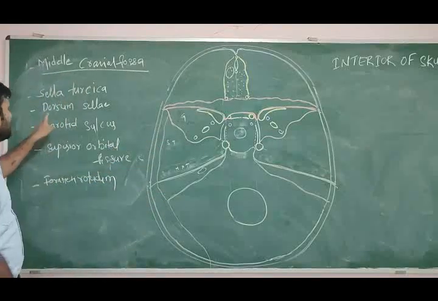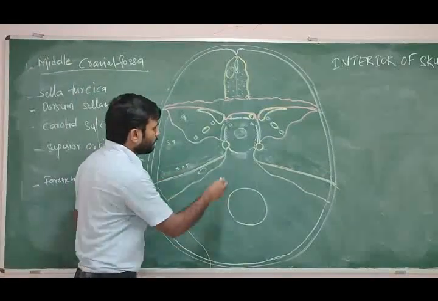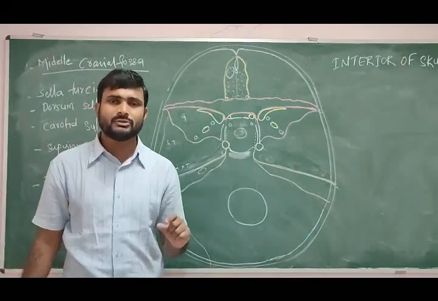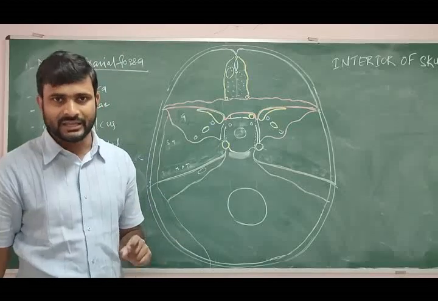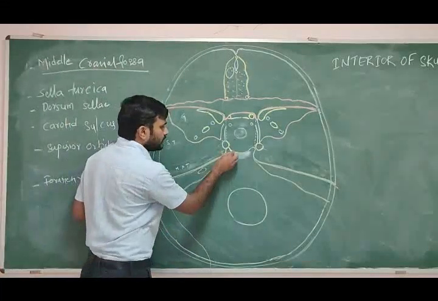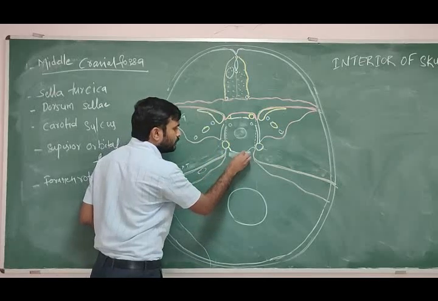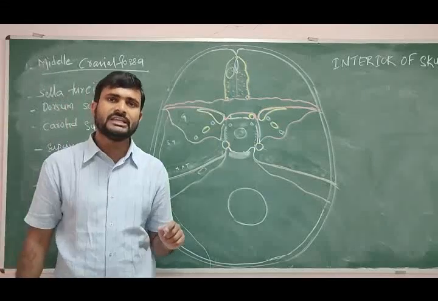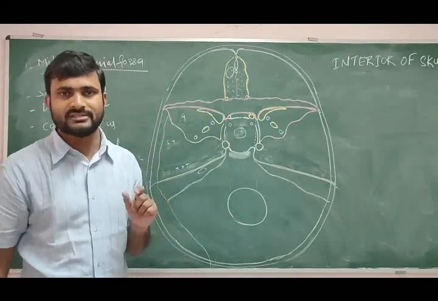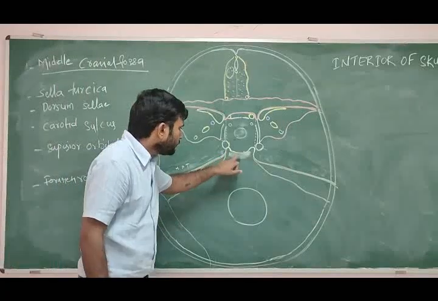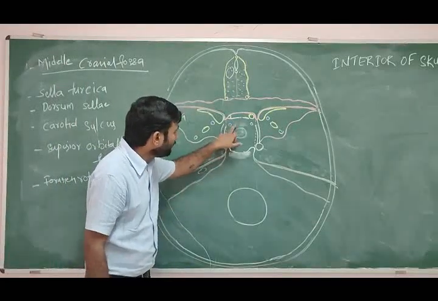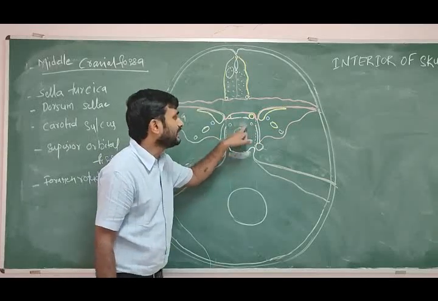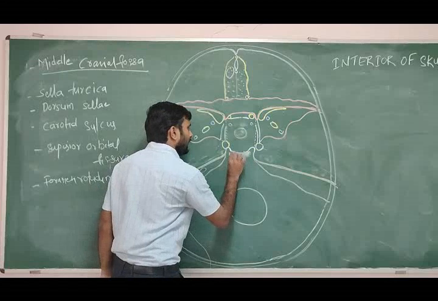Now come to the next, the dorsum sellae. Here one thin bony plate is present. That thin bony plate is called the dorsum sellae. And on the two sides of this thin bony plate, bony projections are present. These bony projections are called the posterior clinoid processes. So, from the dorsum sellae to the middle clinoid processes, listen carefully, from the dorsum sellae to the middle clinoid processes, one attachment is there.